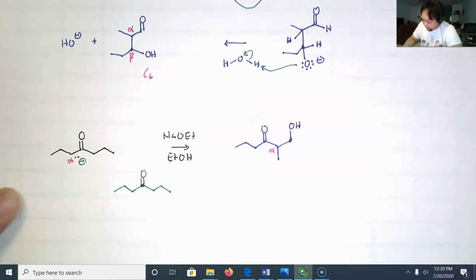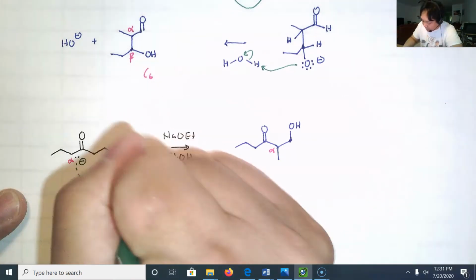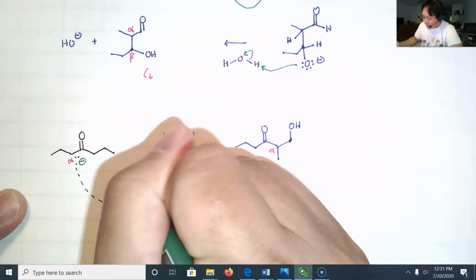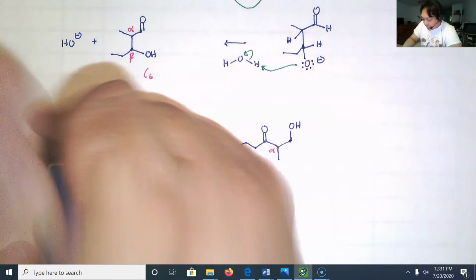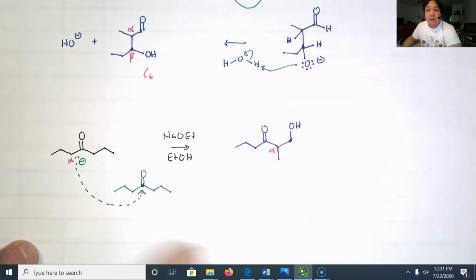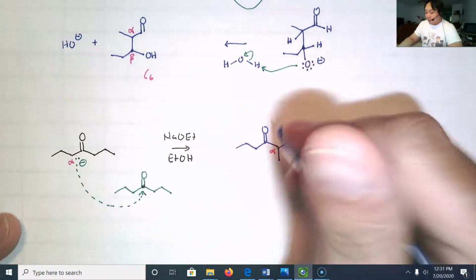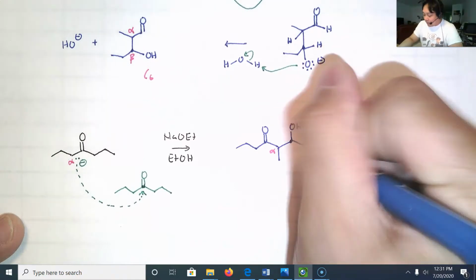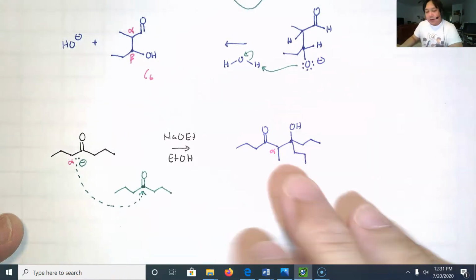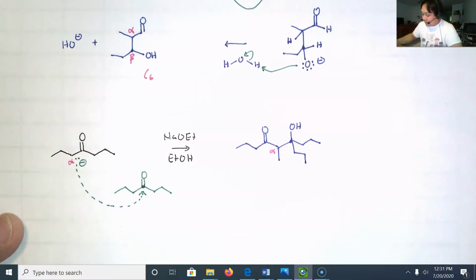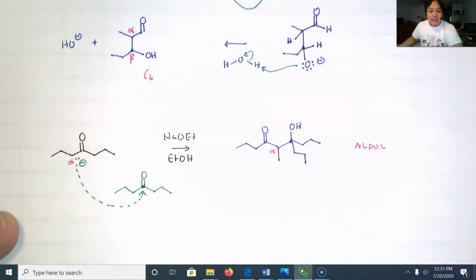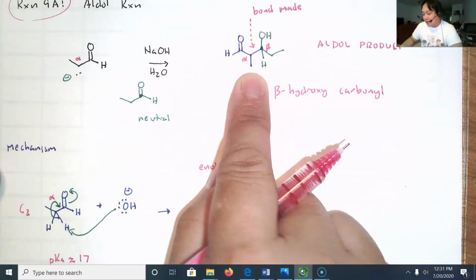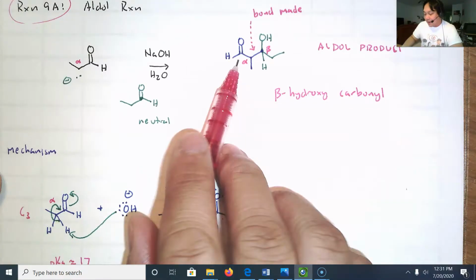You could even do this if you need to. Draw a pseudo mechanism, a partial mechanism. What's on that dot are two propyl groups. 1, 2, 3, 1, 2, 3. This is also called an aldol, even though it's not an aldehyde. I don't know if you realize this, but isn't it cool why they call this an aldol? Aldehyde alcohol.